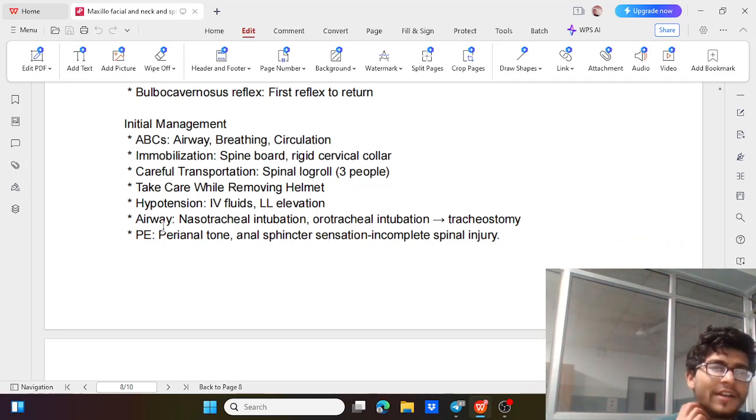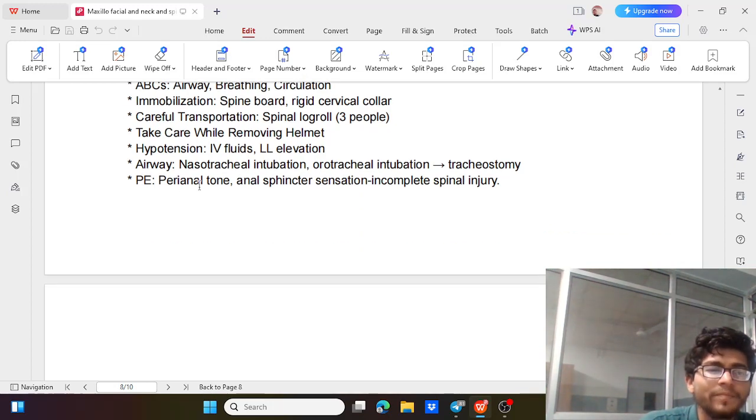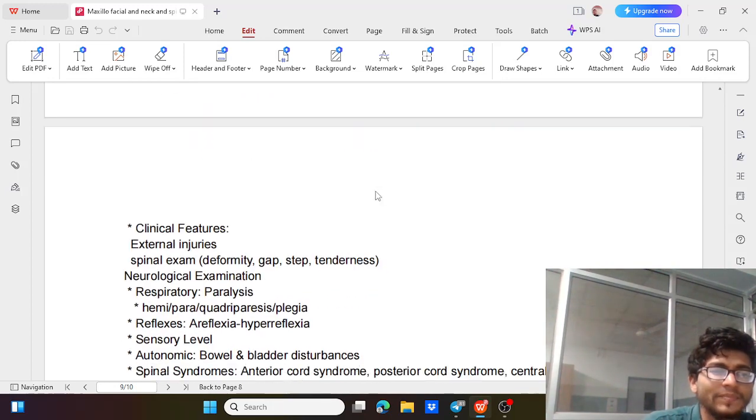Then we'll secure the airway again, with nasotracheal intubation or orotracheal intubation. If that is not possible, we'll go for tracheostomy. Then we'll also check for perianal tone and anal sphincter tone. That will give us an idea whether the spinal injury is complete or incomplete.